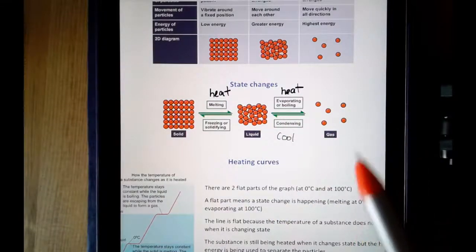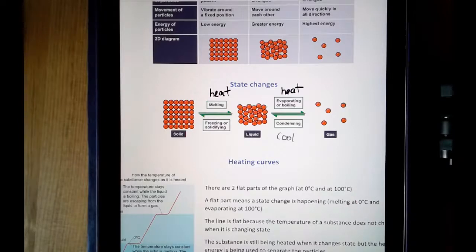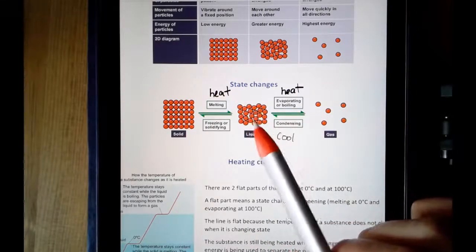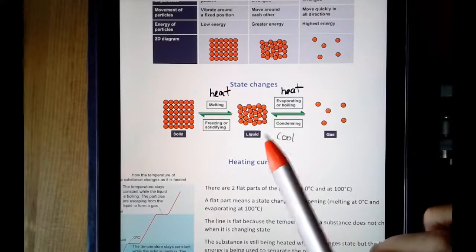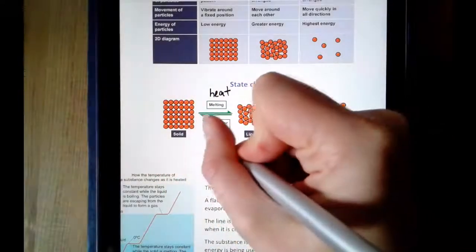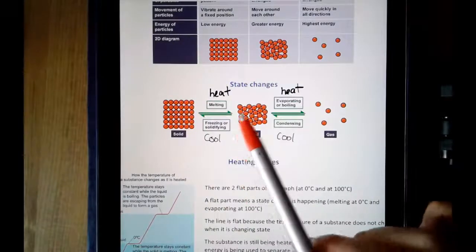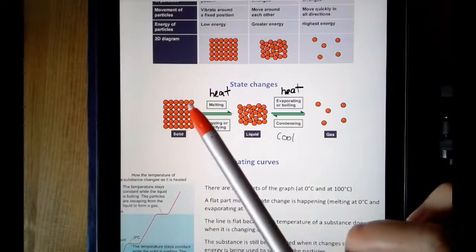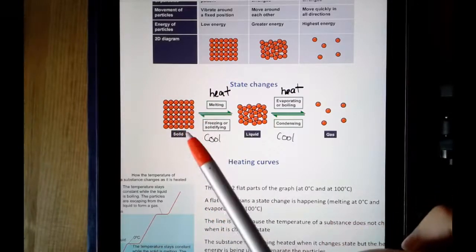When you cool a gas down, the particles move a lot slower. And when they move a lot slower, they start to come together. If you want to go from a liquid back to a solid, again, you're going to cool it further. Because if you cool it even further, you're slowing them right down. That allows the attractions between the particles to build back up again, and they will form a regular arrangement.